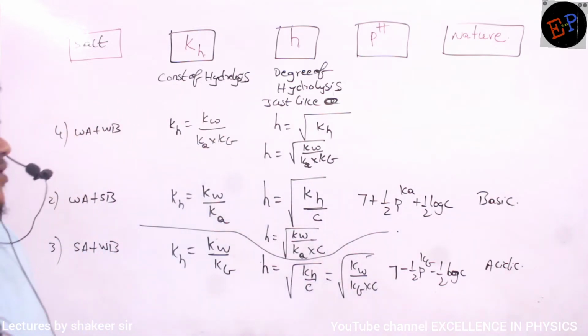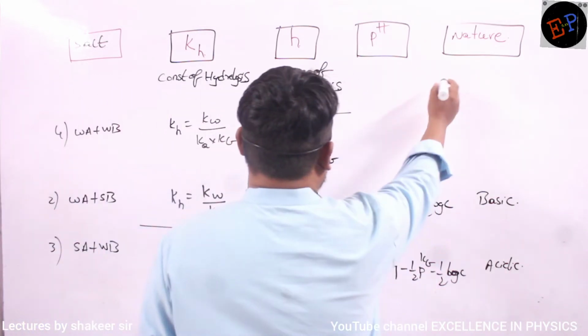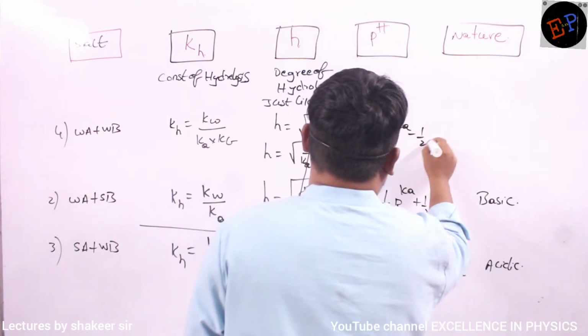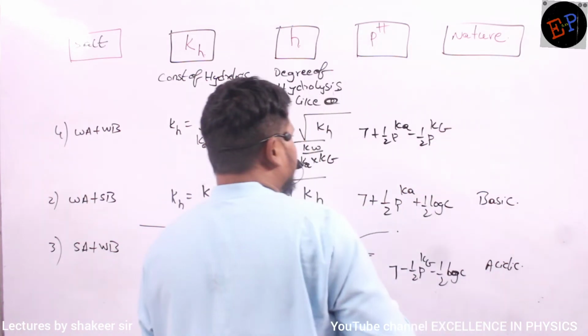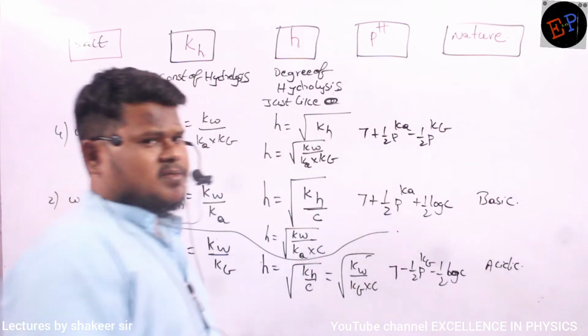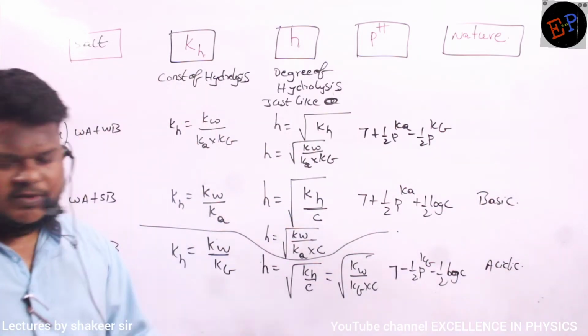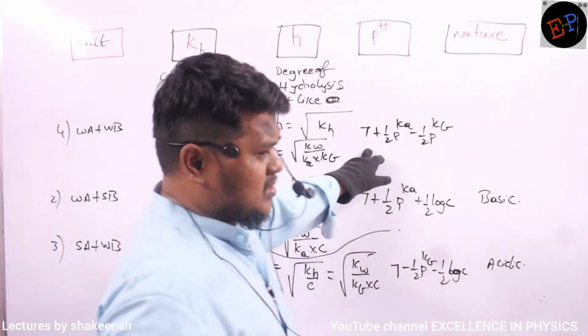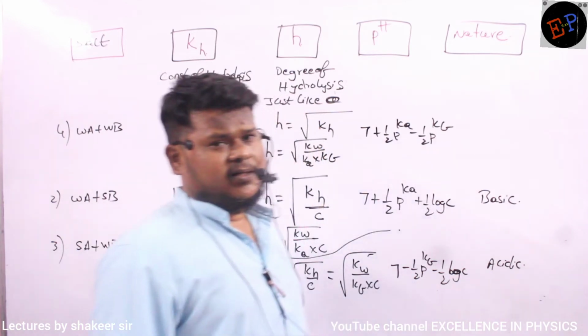Okay. And what is its pH value? pH value is equal to 7 plus 1 by 2 pKa minus 1 by 2 pKb. And the nature of the salt we will discuss later. First make a note up to here. Now see, we have calculated up to here, no? 7 plus half pKa minus half pKb.